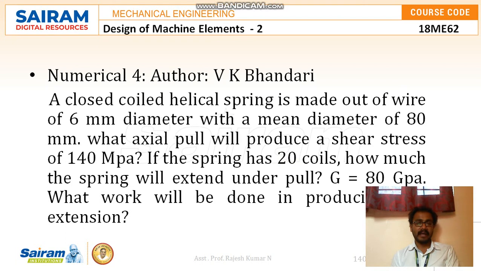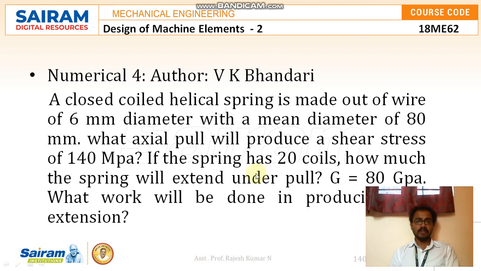In springs, again this question is taken from the Design of Machine Elements VTU prescribed textbook, and the author is V.B. Bhandari. The question given here is: a closed coil helical spring is made out of wire of 6 mm diameter with a mean diameter of 80 mm. What axial pull will produce a shear stress of 140 megapascal? If the spring has 20 coils, how much will the spring extend under the pull? Rigidity modulus is given as 80 gigapascal, and what work will be done in producing this extension?